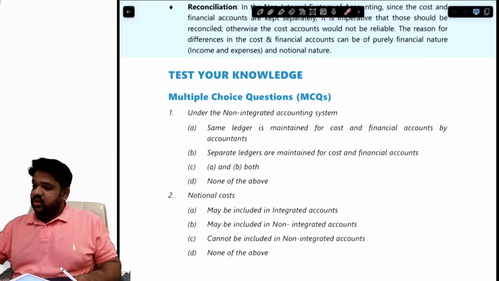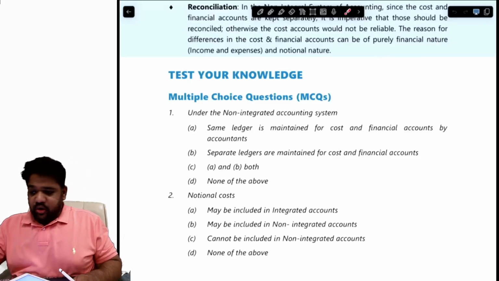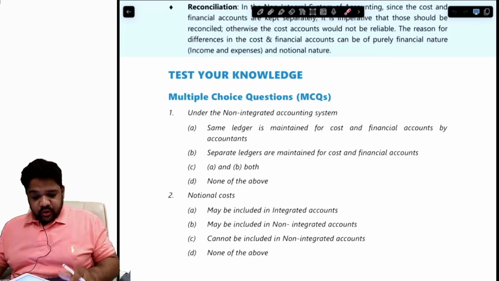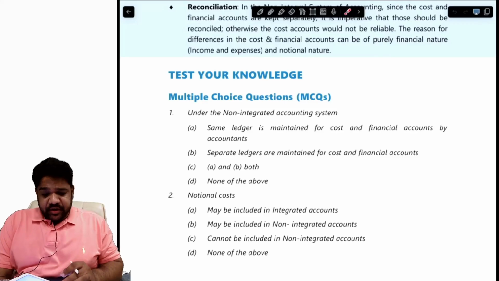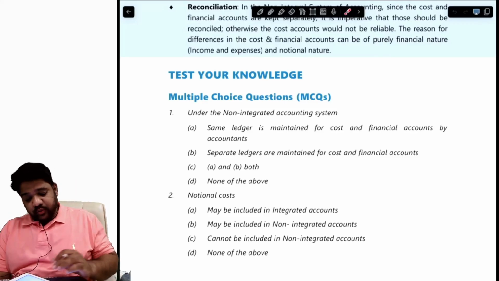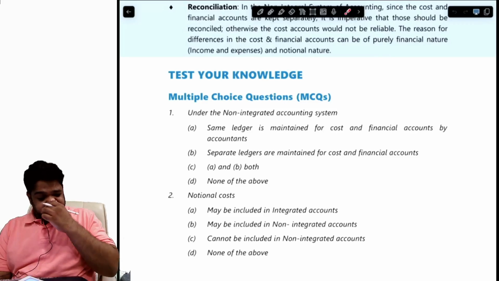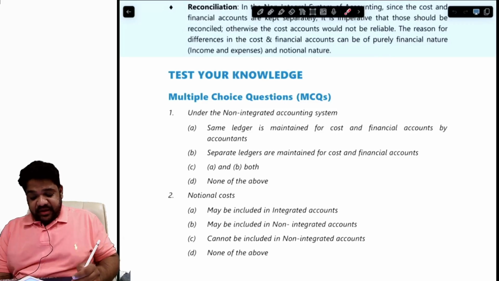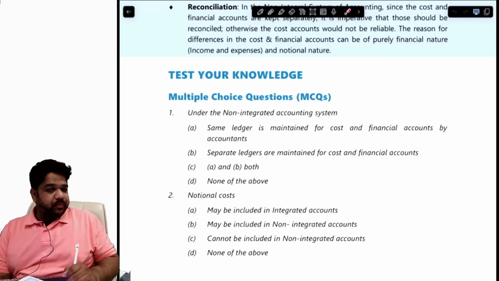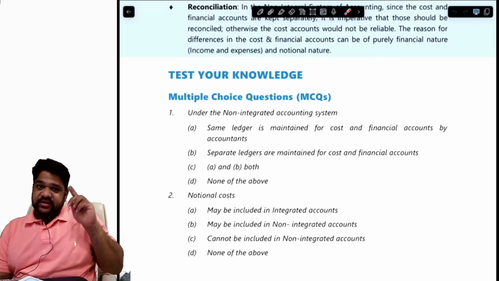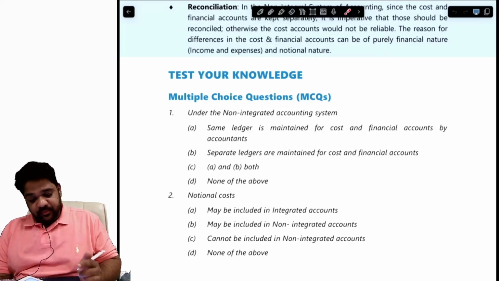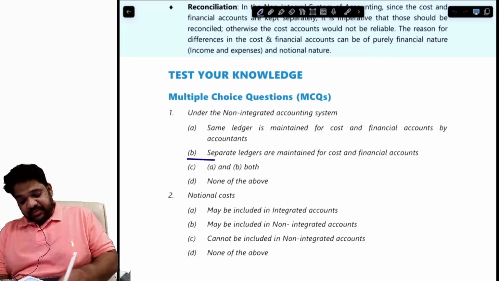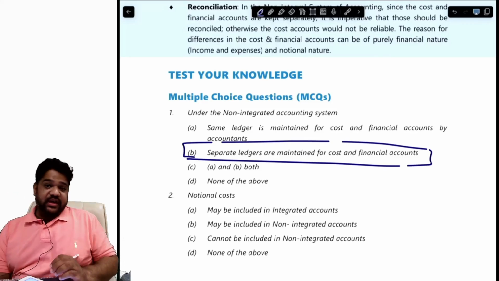Okay. So the last topic out of module one is non-integrated accounting. Let's have a quick run through. So what does it say? Under the non-integrated system, same ledger is maintained for cost and financial accounts. No. Non-integrated is separate books, integrated is same book. Here we have our answer: separate ledgers are maintained for cost and financial accounts.